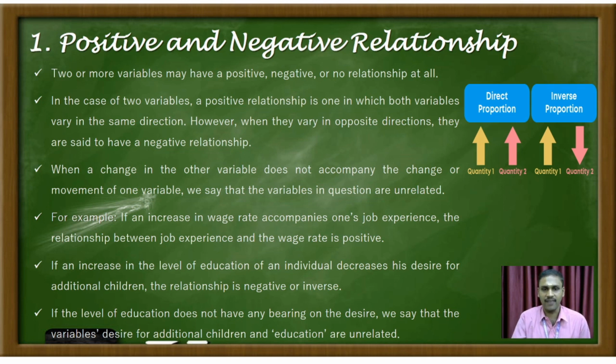If an increase in the level of education of an individual decreases the desire for additional children, the relationship is negative or inverse. There is a kind of controversy here. But in the olden days, people did not have much knowledge and awareness about education, they were having 5 or 10 or 16 kids. But now we are more educated, we are having 1 or 2. So that's kind of a negative or inverse relationship also. If the level of education does not have any bearing on the desire, we say that the variables desire for additional children and education are unrelated. If there is no relationship between them, that's called unrelated.